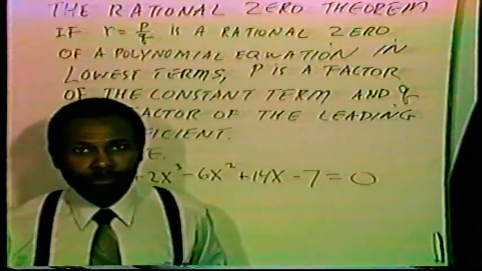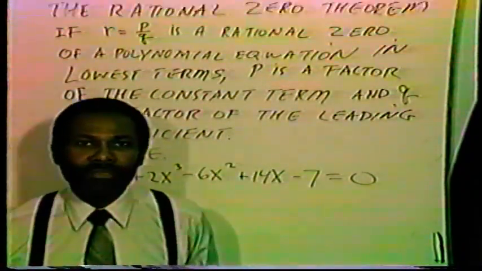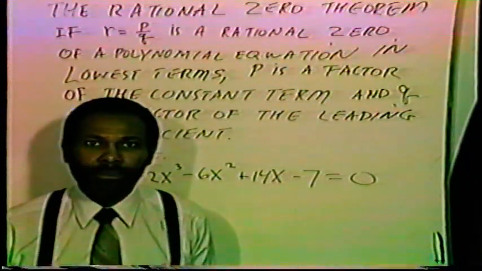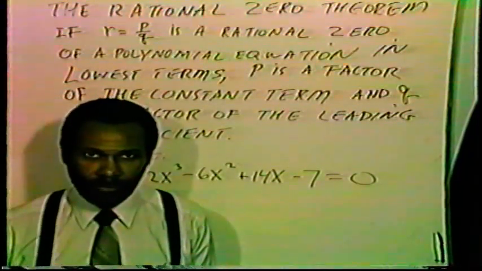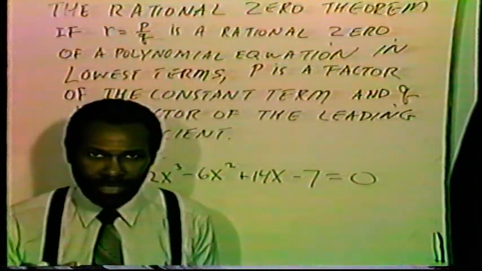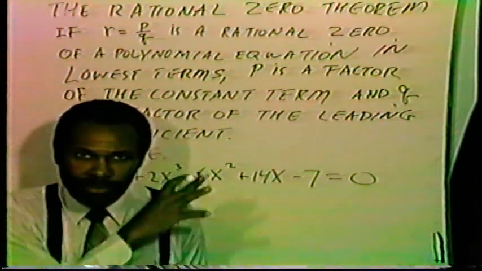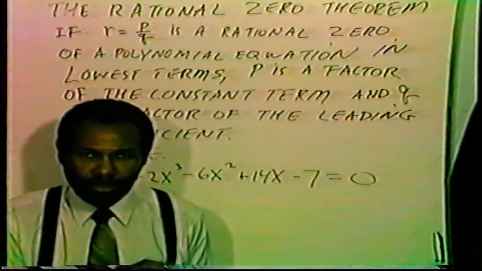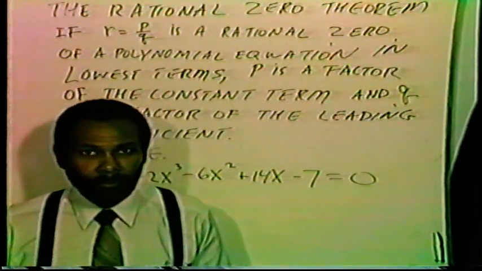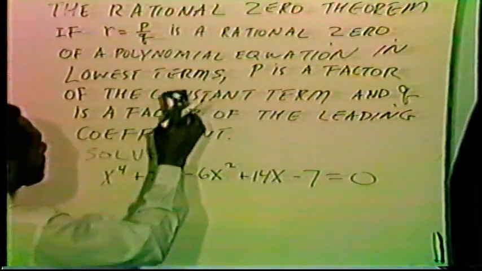Now, the first thing we would do in this case is determine all the possible rational roots. And then once we determine all the possible rational roots, we would just use synthetic division to try each one of those rational roots until we come up with the ones that will work.